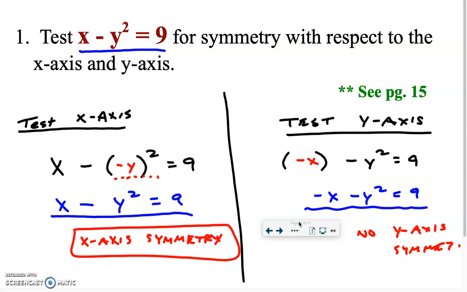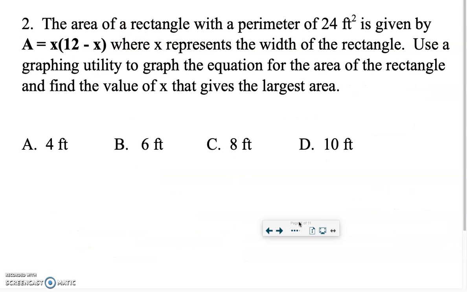Okay? How do we feel about that problem, guys? Good? Good. All right. So we'll talk a little bit more about that as we go. Let's go ahead and tackle number 2.